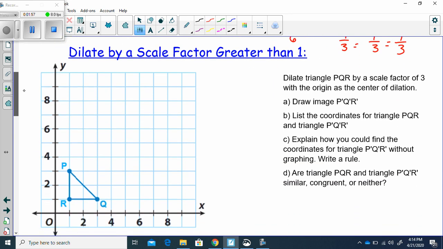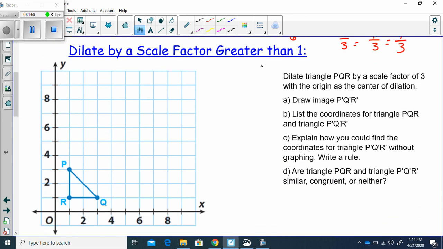This says we're going to dilate the triangle here by a scale factor greater than 1. That would be 1.5, 2, 5, 1,000,000, whatever you want to dilate it by. Think about whenever you're on a computer and you take a figure and you blow it up. You keep it the exact same shape, but you simply make it bigger. This one says let's dilate triangle PQR. Here's triangle PQR. There are your three vertices, P, Q, and R. We're going to dilate it by a scale factor of 3.